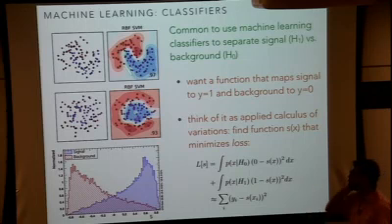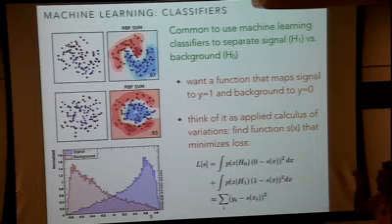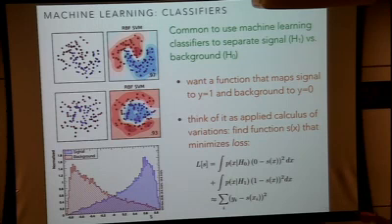And here's how it works. Let's say I have a different goal for a second. What I want is a function that's going to map signal events, say the blue ones, to the target value y equals 1, and background events to y equals 0. Ideally, if I give it a signal event, it will return 1. If I give it a background event, it will return 0. But because these distributions overlap, there's no way it's going to be able to do that perfectly, right?